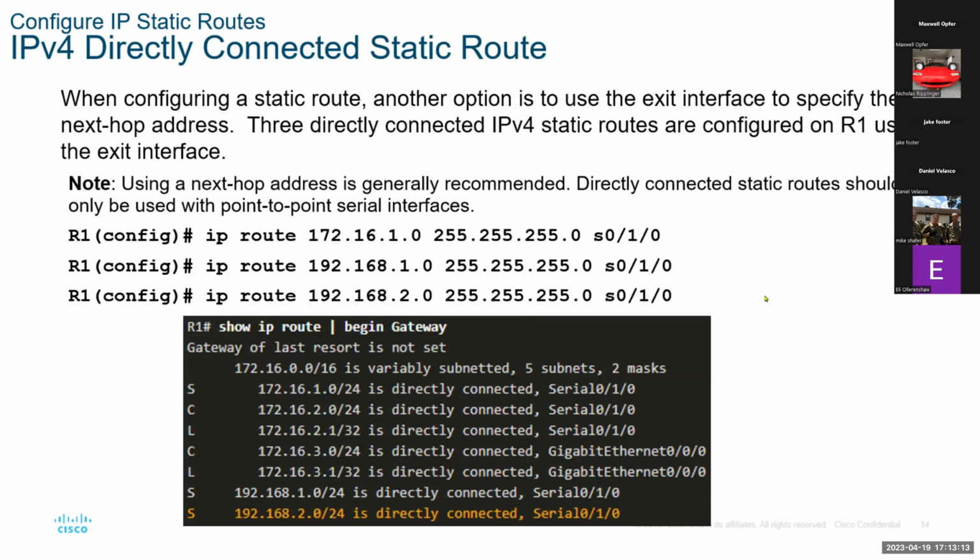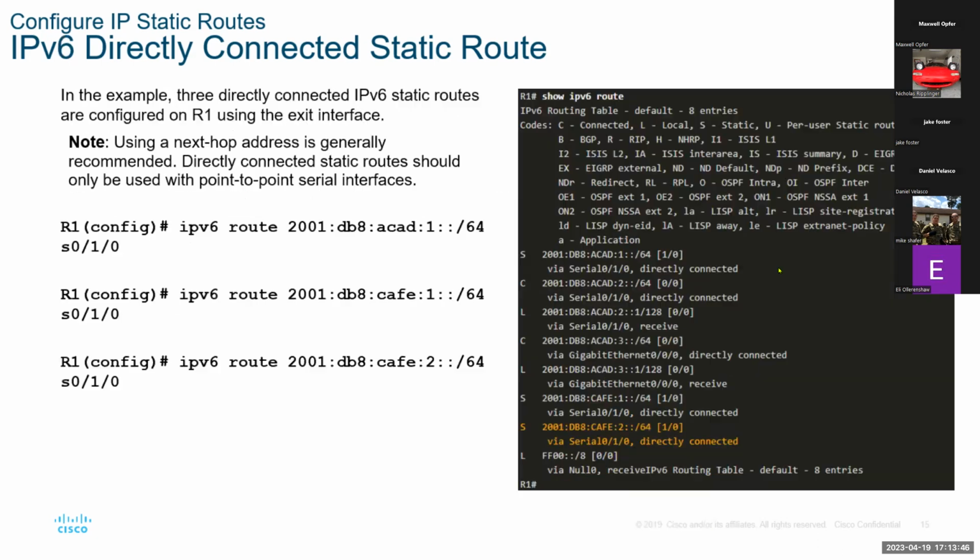Directly connected static route: when configuring a static route, another option is to use the exit interface instead of specifying the next hop address. 3 directly connected IPv4 static routes are configured on R1 using the exit interface. Note: using the next hop address is generally recommended. Directly connected static routes should only be used with point-to-point serial interfaces. So you can see how that looks for the commands, and then you can see what it looks like on the interface on the bottom there. And then again for IPv6 and what it looks like on the table.